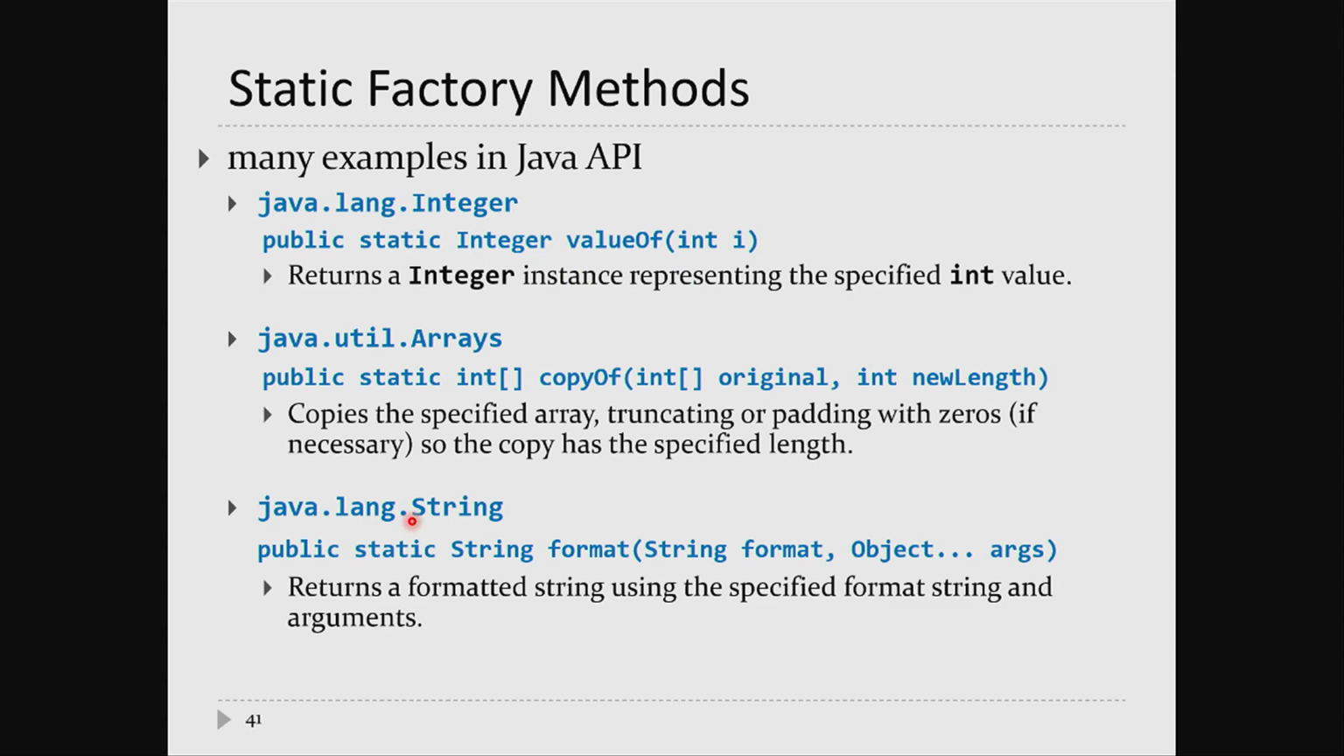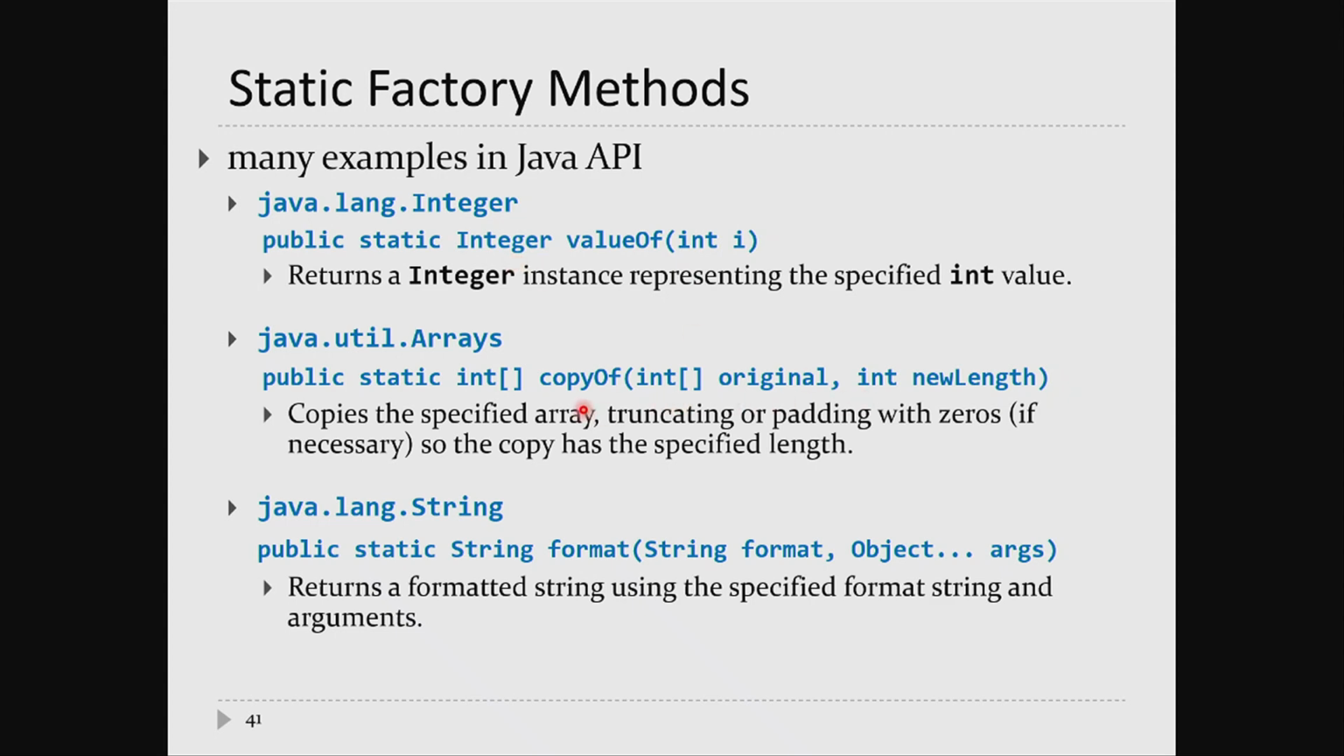And if you look in the Java standard library classes, there are lots and lots of examples of static factory methods. So in the Integer class, there's a factory method called valueOf. If you give it an int i, it gives you back the Integer object corresponding to i.